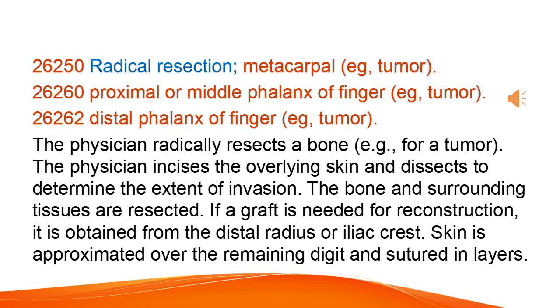The physician incises the overlying skin and dissects to determine the extent of invasion. The bone and surrounding tissues are resected. If a graft is needed for reconstruction, it is obtained from the distal radius or iliac crest. Skin is approximated over the remaining digit and sutured in layers.